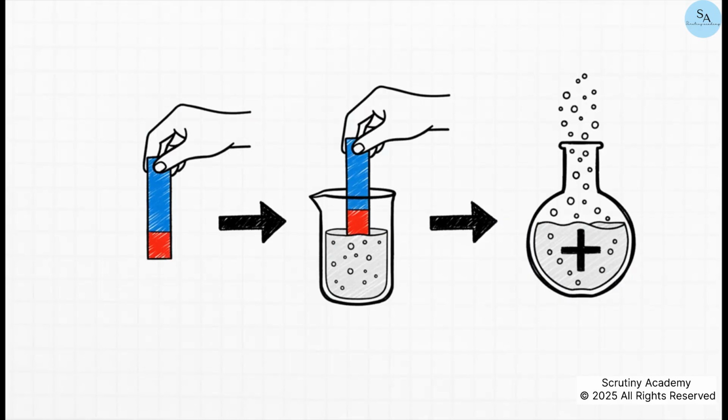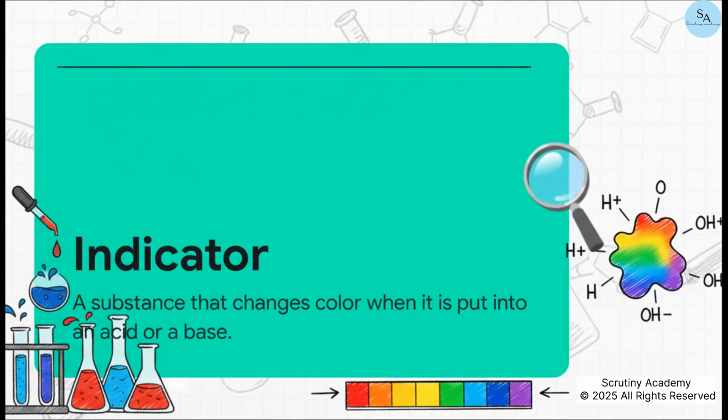And hey, if you're having trouble remembering that litmus test, I've got a super simple trick for you. For acids, just remember the letters BRA. That's blue litmus turns red in acid. BRA. See? Easy. So, how do we actually see all this happening?